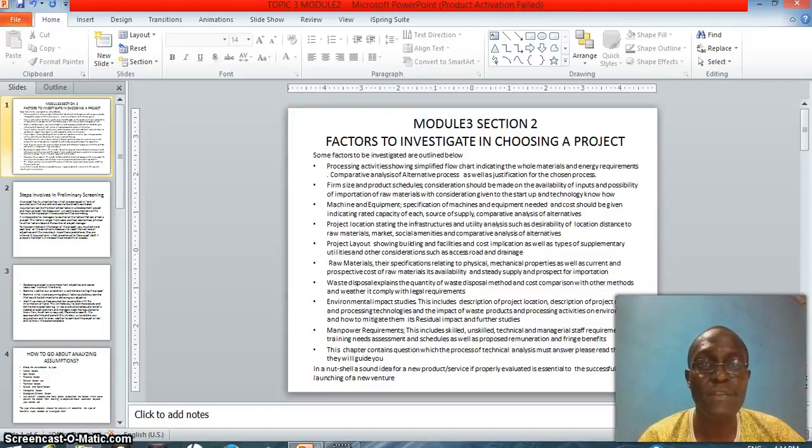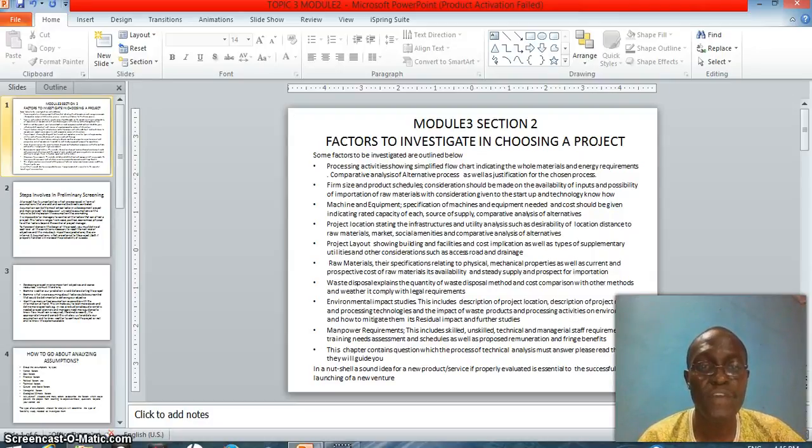7. Environmental impact studies. This includes description of the project location, description of project needs and processing technologies, and the impact of waste products and processing activities on the environment and how to mitigate them, its residual impact, and further studies. 8. Manpower requirements. This includes skilled, unskilled, technical, and managerial staff requirements, the training needs, assessments, and schedules, as well as proposed remuneration and fringe benefits.